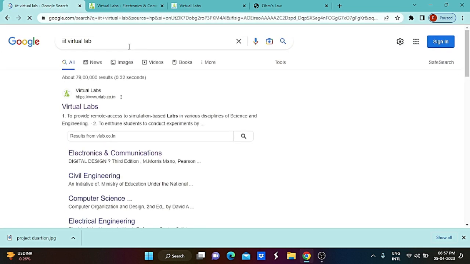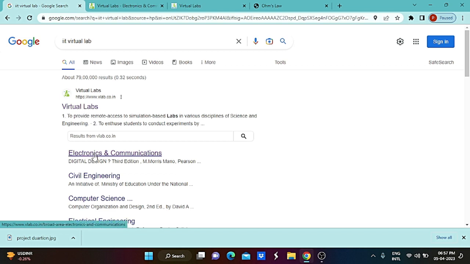So we just go to Google and search for IIT virtual lab. There are IIT Madras, IIT Roorkee, IIT Kharagpur, Bombay, and a lot of IIT colleges available in various places in India. In this IIT virtual lab, we just click the first virtual lab.